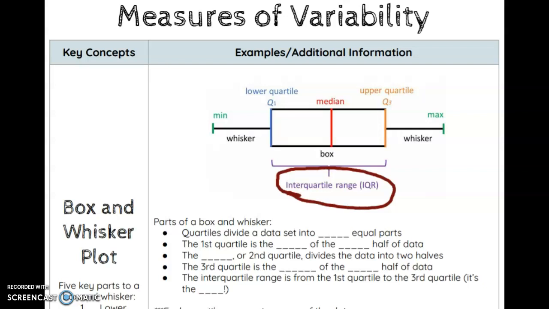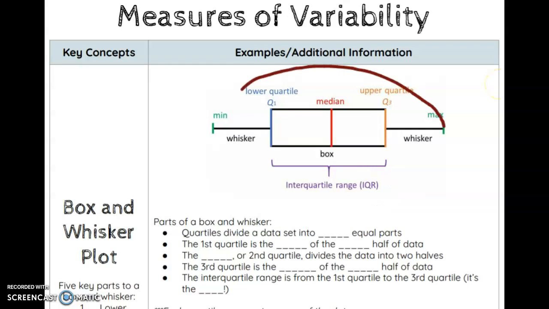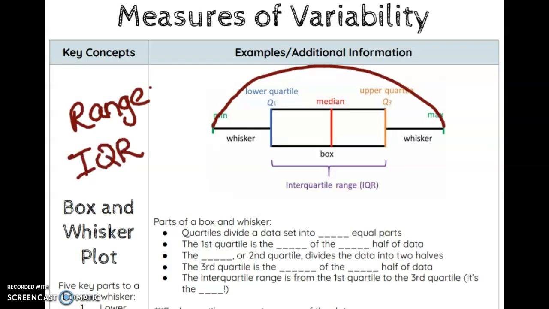Now you have to be careful because they could ask for just the range, and the range would be from the maximum to the min. Okay, so there's a difference between the range and the IQR, the interquartile range. Okay, so range is going to be max minus the min, and then IQR is going to be Q3 minus Q1. So I would make a note out to the side about that.